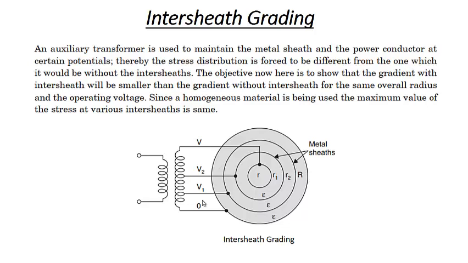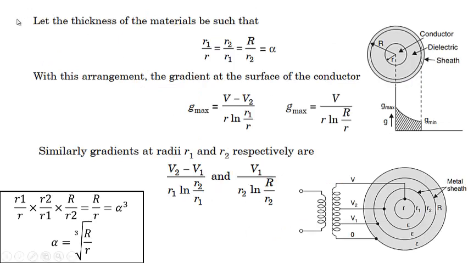So with this keeping in mind, we will see how this kind of intersheath grading behaves, and we'll try to make you understand that the gradient with intersheath will be smaller as compared to the gradient without intersheath. So let's first assume that the thicknesses are related to each other like this, that is R1 by r is equal to R2 by R1 is equal to R by R2, and their ratio will be the same, and let us call it alpha.